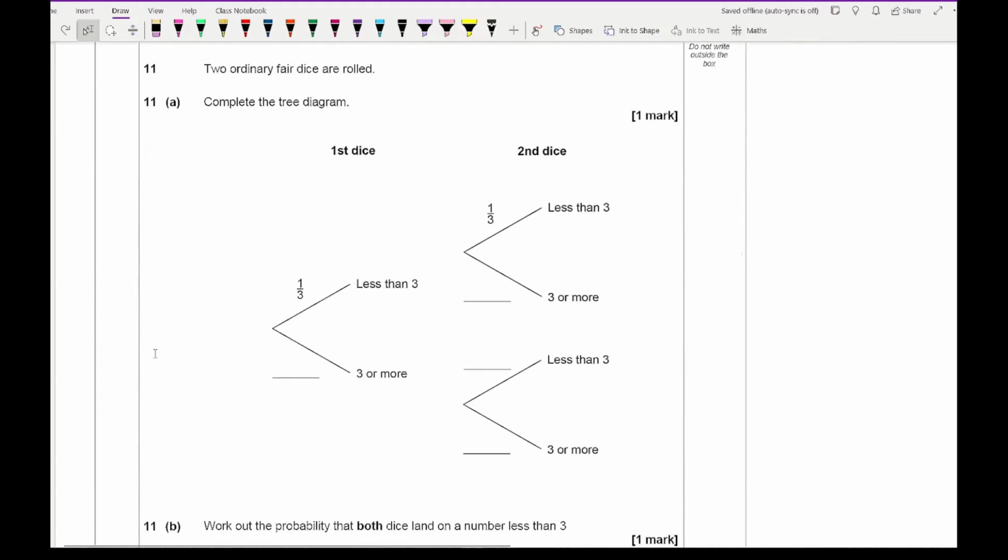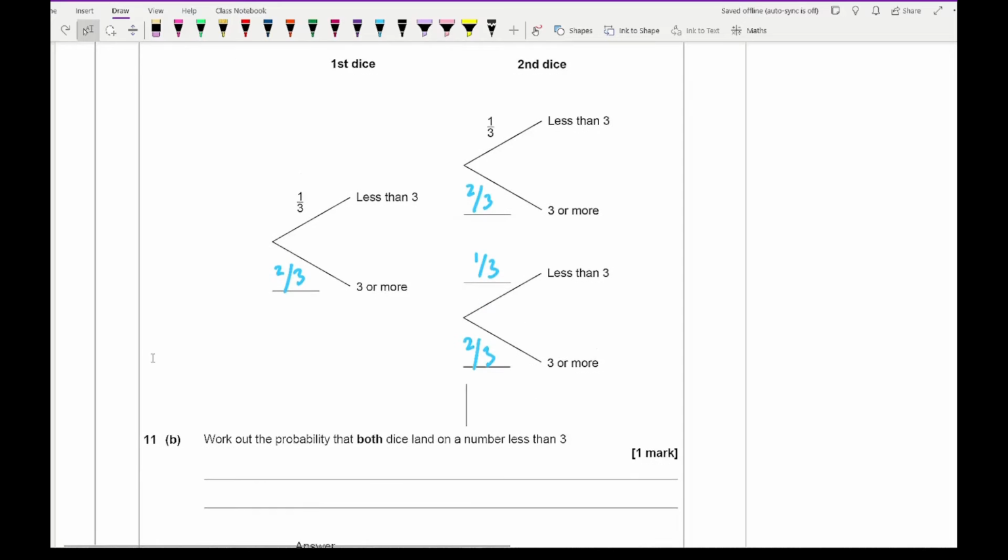Then looking at question 11, it says 2 ordinary fair dice are rolled, complete the tree diagram. So this is going to be, if that's 1/3, this is going to be 2/3, that's going to be 2/3, that's going to be 1/3, and that's going to be 2/3. Nice easy mark for a question 11.